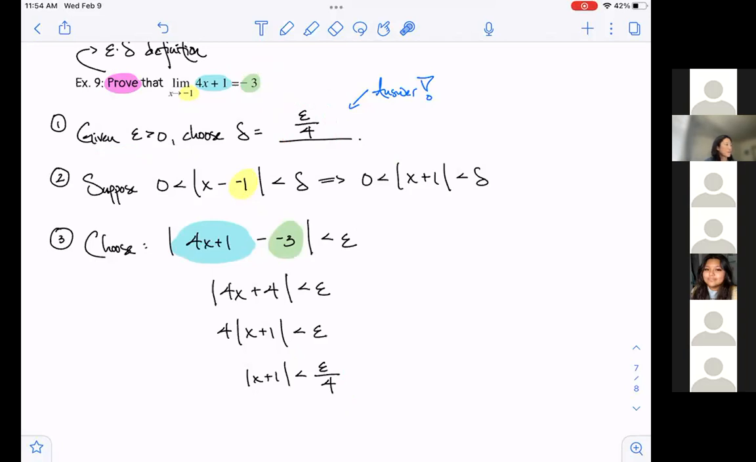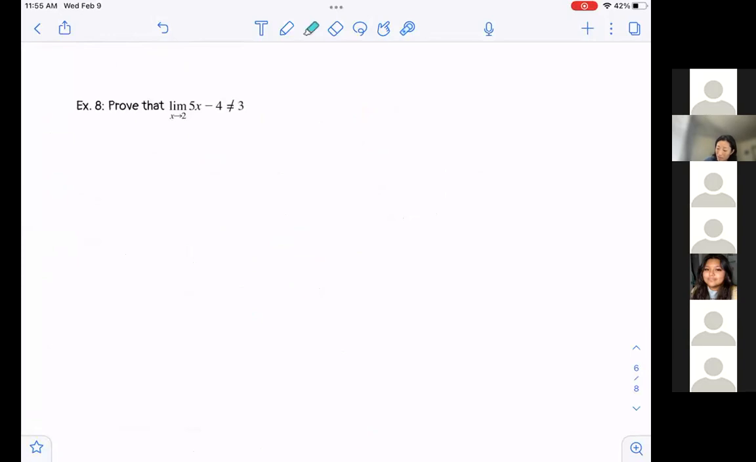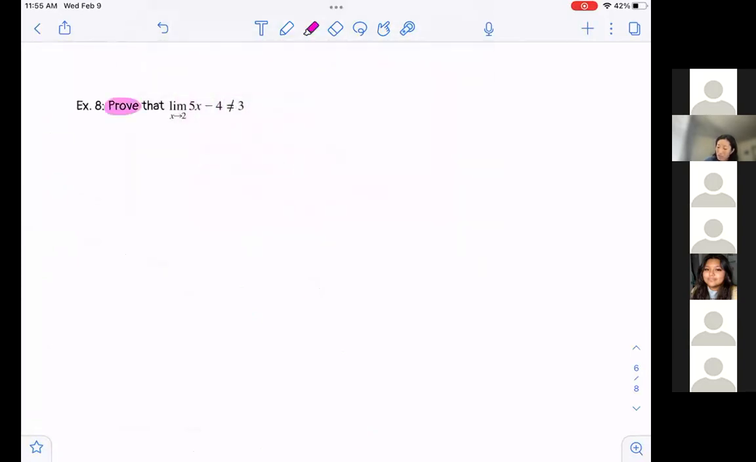All right. And actually, we have a little bit more time. I want to do example 8 just to show you that it doesn't work all the time, and it's okay if it's not going to work all the time. But in this case, we have proved that that limit doesn't equal 3.